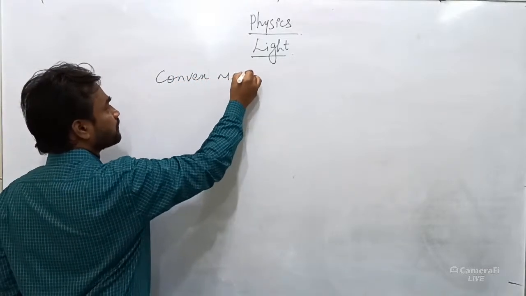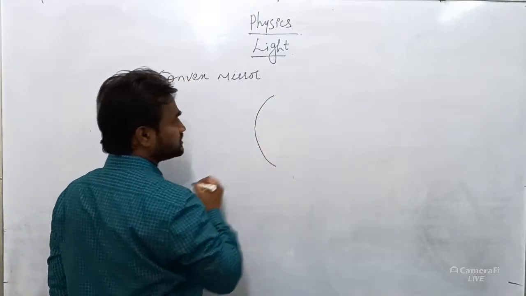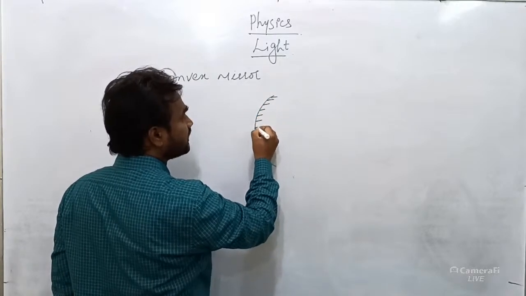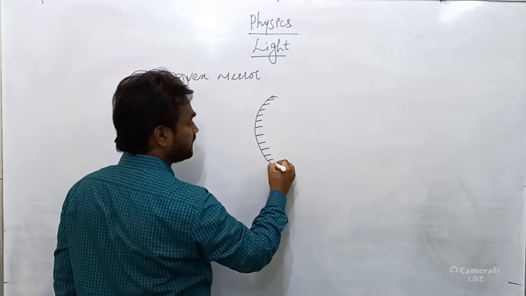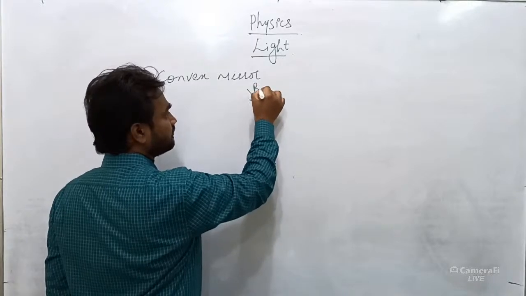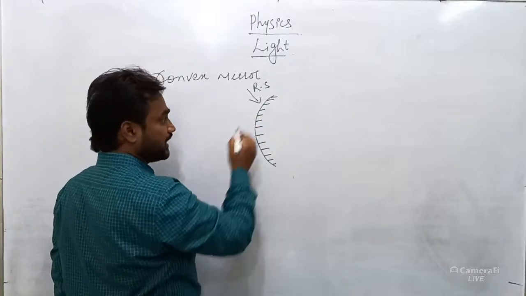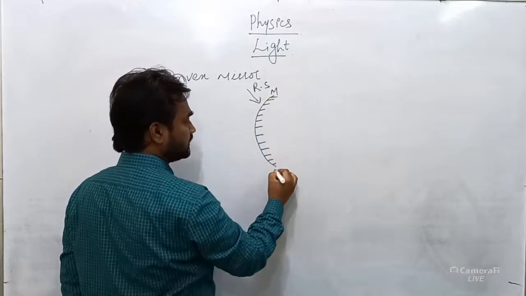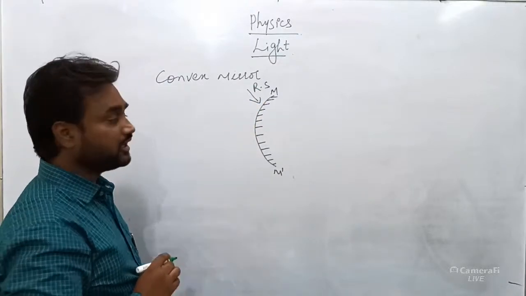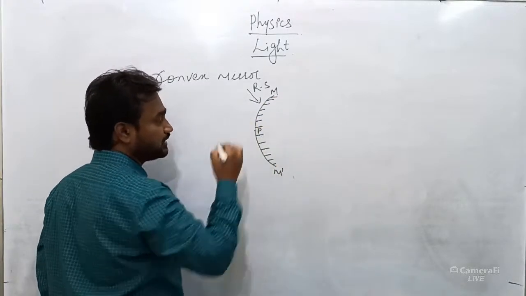As you all know, the convex mirror is the part of a spherical mirror in which the reflecting surface is curved outwards. This is the reflecting surface. We call it a convex mirror. This portion, M M dash, is the aperture, the portion of the reflecting surface of a spherical mirror, and the center of this aperture we call P, that is the pole.